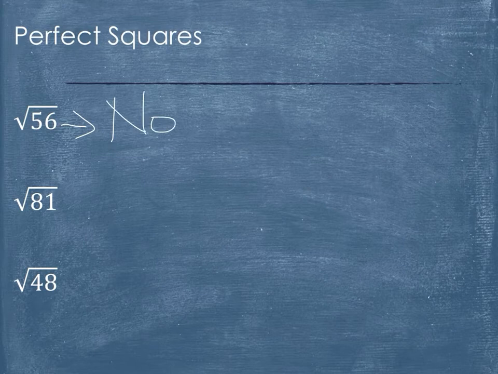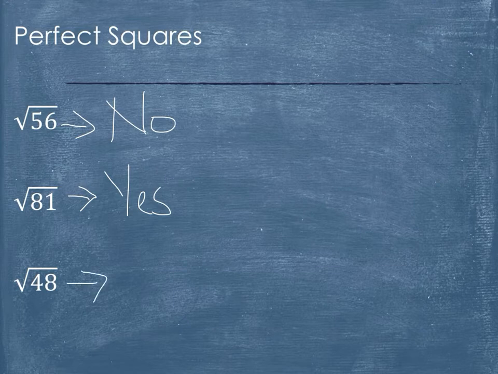81, 9 times 9 is 81, so the square root of 81 is 9. So yes, that is a perfect square. 48. Does anything times itself equal 48? 7 times 7 equals 49, but 6 times 8 is 48. So that is not a perfect square.